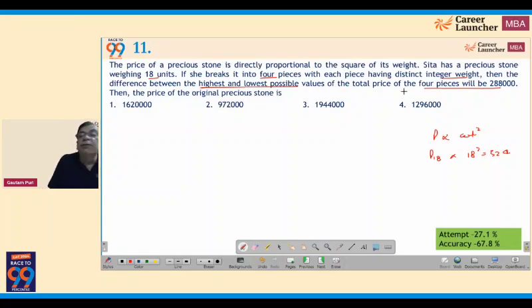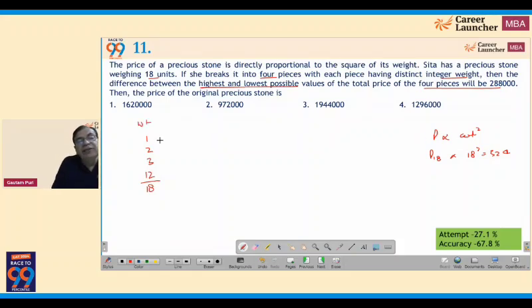Okay. So if she breaks into 4 pieces, each having distinct integer weight, look at the extreme cases because we want the highest and lowest possible values. Extreme case could be 1, 2, 3. Total weight has to be 18, so 3, 2, 5 and 1, 6, so 12.